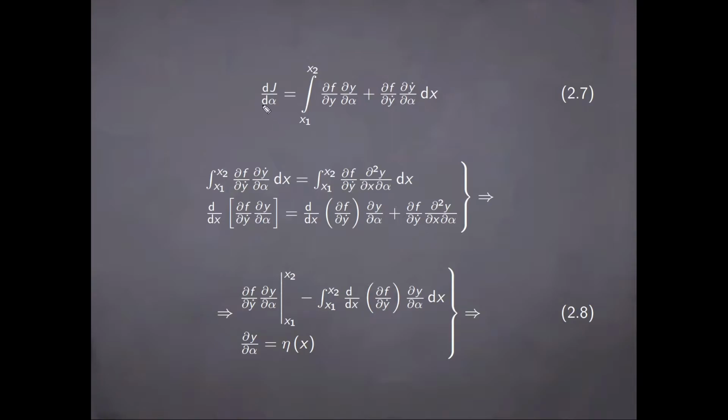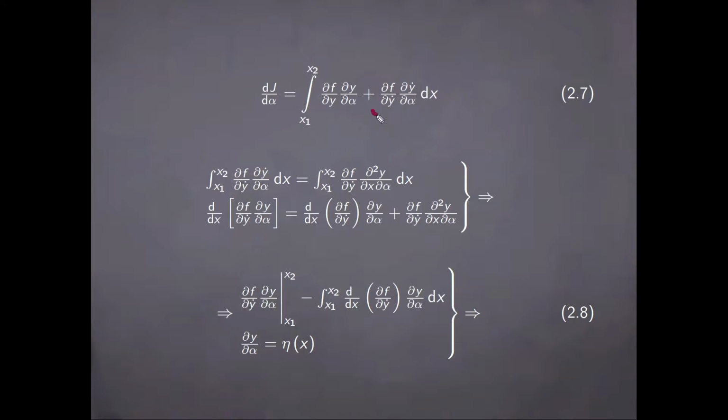Now, if we just differentiate with respect to alpha, we carry out the operation under the integral sign. So, by applying the chain rule, we take the derivative of f with respect to y, and then the derivative of y with respect to alpha, plus the derivative of f with respect to y dot, and its derivative with respect to alpha. But since x itself is independent of alpha, we do not have a third term containing the partial derivative of f with respect to x and then the partial derivative of x with respect to alpha.